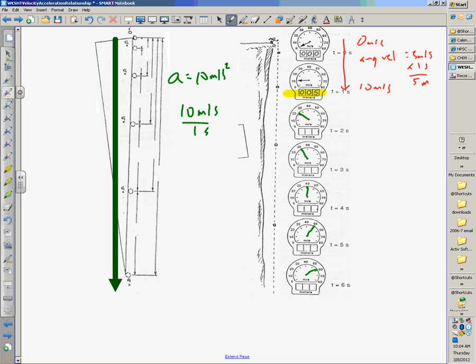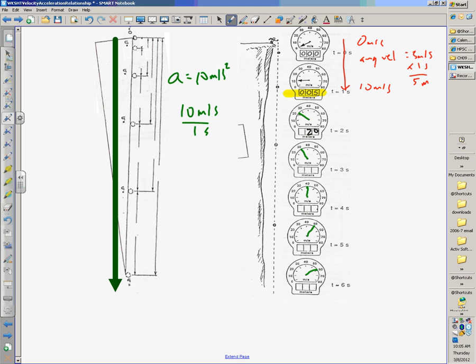Now, here's something that's a little bit different than what we've been doing. The little odometer on your car, the thing that shows up underneath the speedometer, measures the total distance. So there's two ways that we can fill out the next one. Right now, I will tell you that the next odometer reading should be 20 meters. The total distance should be 20. So there's two ways we can handle that.